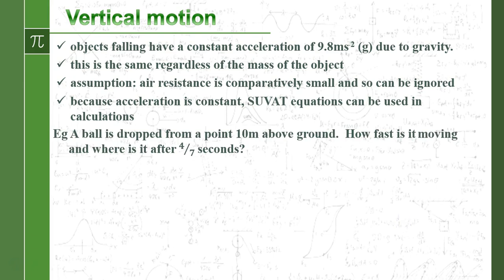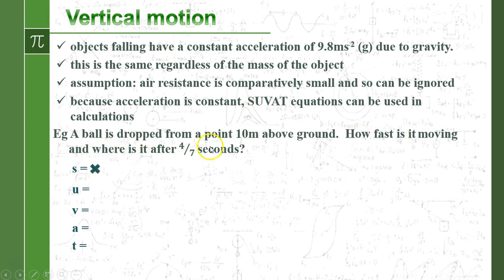So here we go. The ball is dropped from a point 10 meters above the ground. How fast is it moving? Where is it after 4/7 of a second? So it's a SUVAT thing. Key thing here, of course, is that we're told it's dropped from 10 meters above the ground, but we don't know the displacement. We don't know how far it's traveling. That's the where part, so we haven't got that one at the moment.